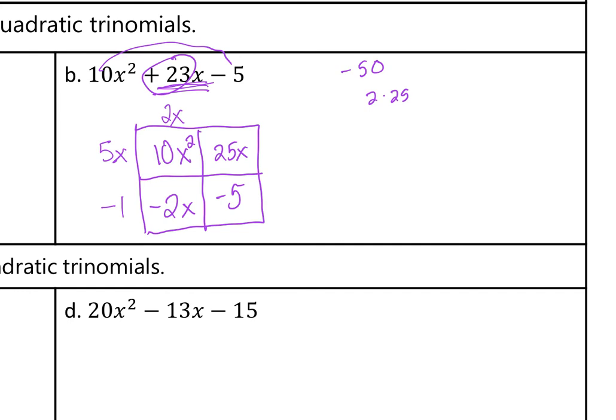This last column, 25x and negative 5 have a 5 in common. And so our parentheses are 2x plus 5 and 5x minus 1, or you can write it in the other order. But this right here is the answer.